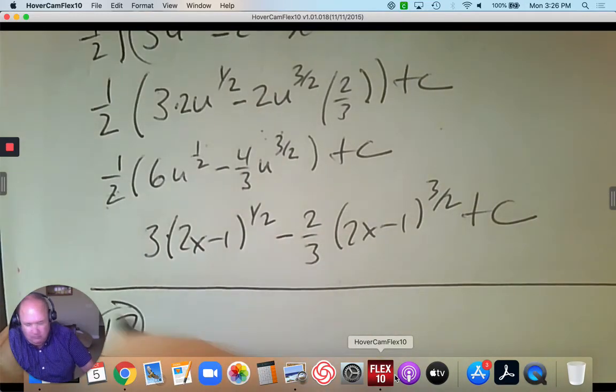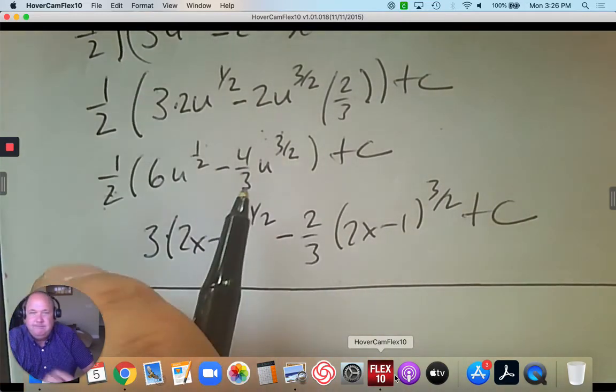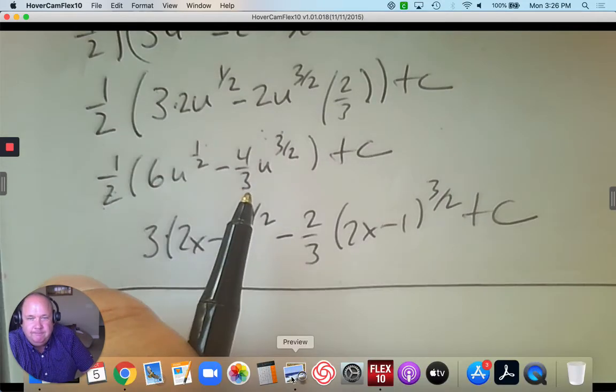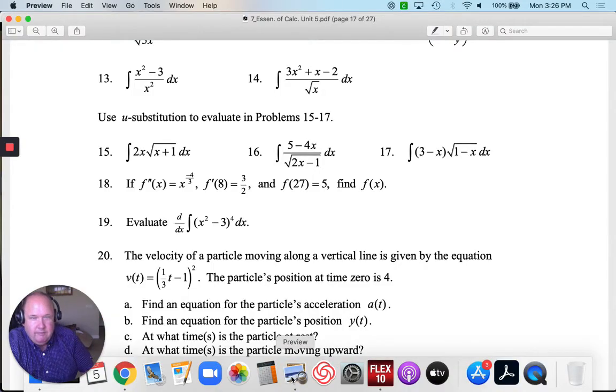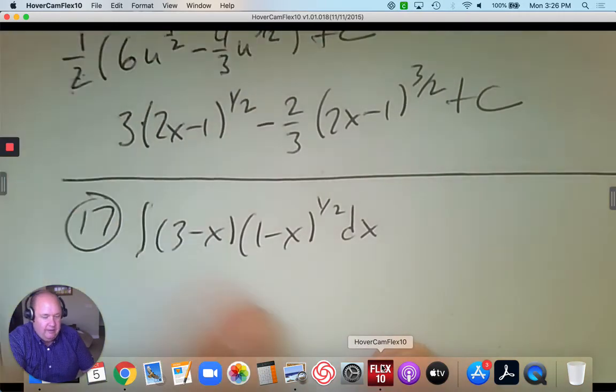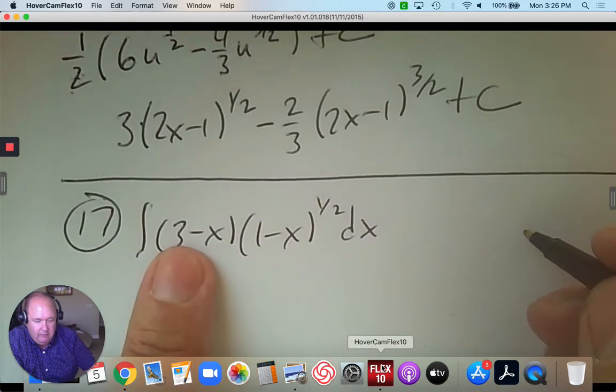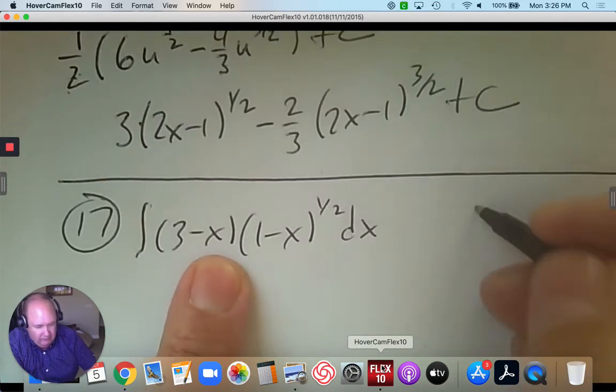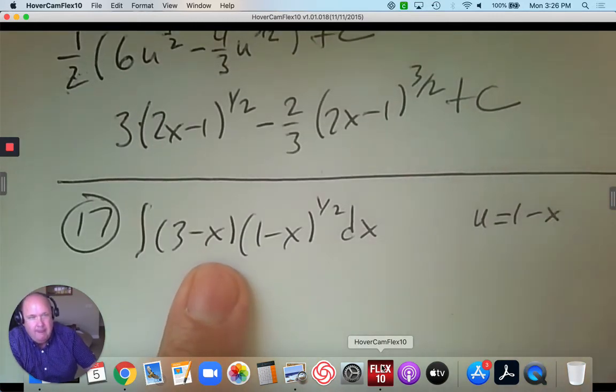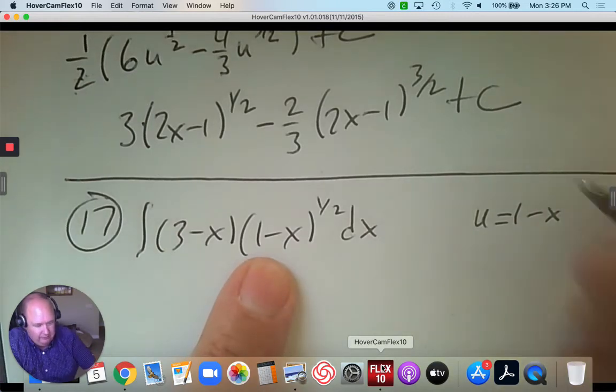All right, one more like that, 17. So for 17, we have 3 subtract x and 1 subtract x to the 1/2. All right, let's see if we can do this together. So notice I already put it to a fractional exponent. Again, the degrees match. So I have to do U substitution. So U is going to be 1 minus x.